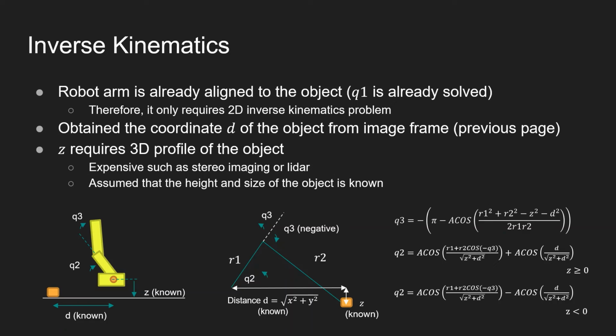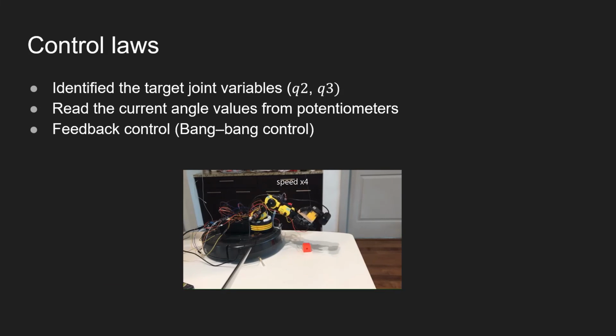Then I solved the inverse kinematics, as shown here. For the control law, I used bang-bang control. The system reads the current angle values from the potentiometers, and then calculates the control input based on the difference between the target values and current values.